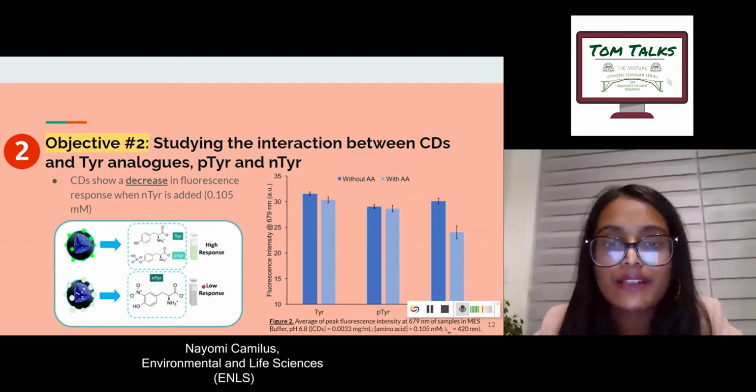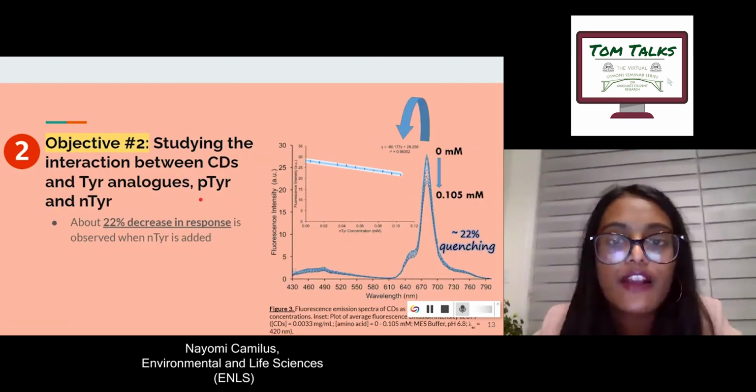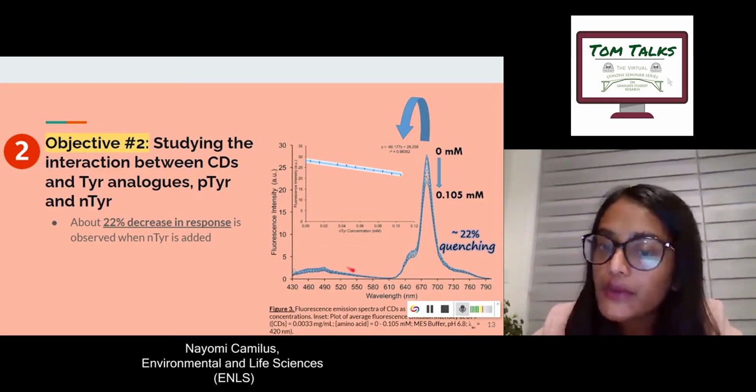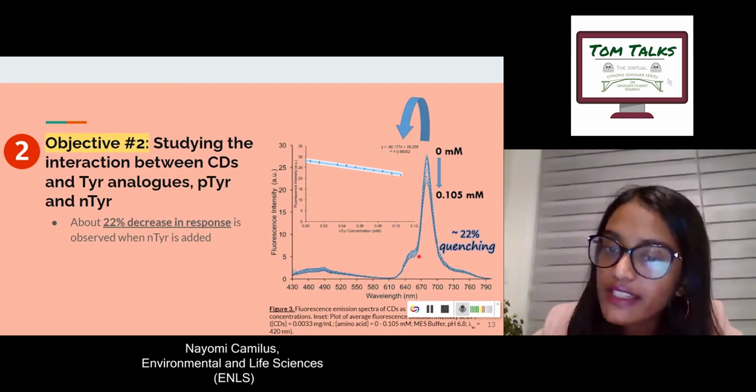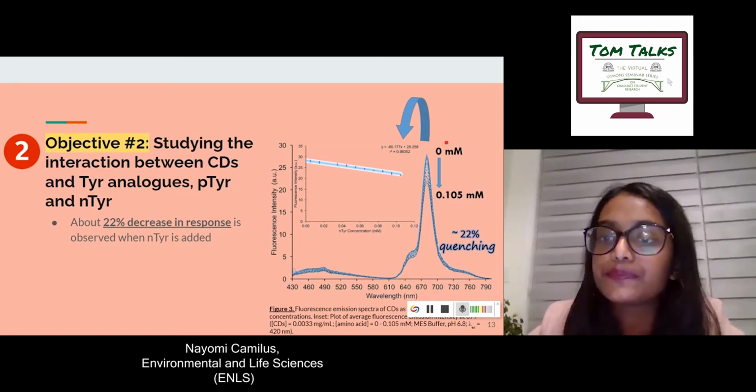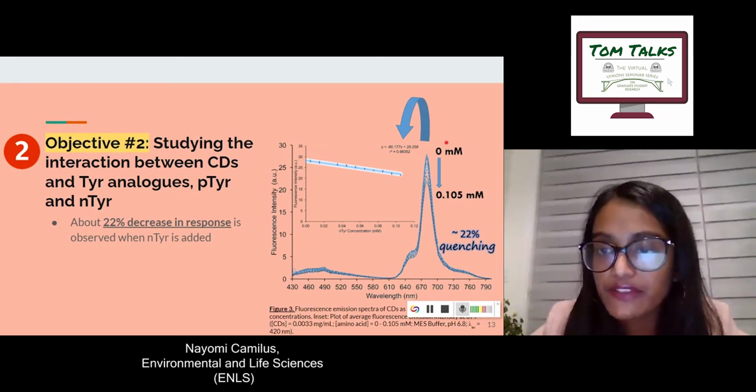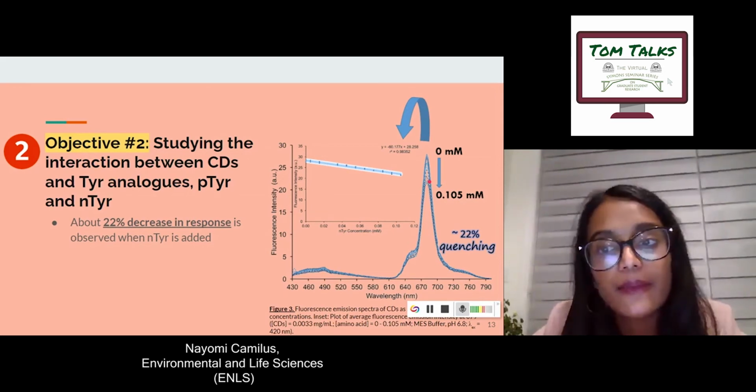So now, just to analyze the nitrotyrosine even more, we can do a titration. That's what we see in the next slide here. Here we can see the curve I was telling you about. So here the curve is actually shifting. As you can see, when you increase it from 0 to 0.105 millimolar, you are actually decreasing the response of the carbon dots.